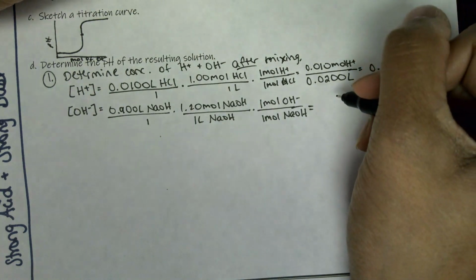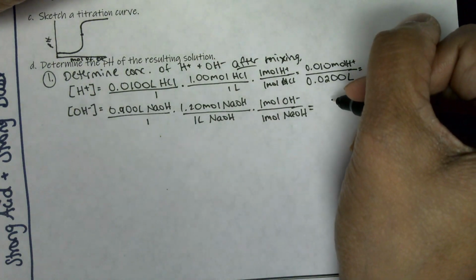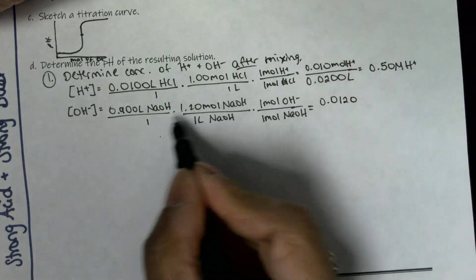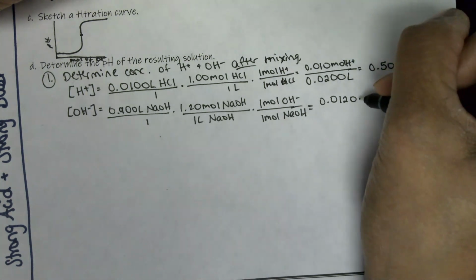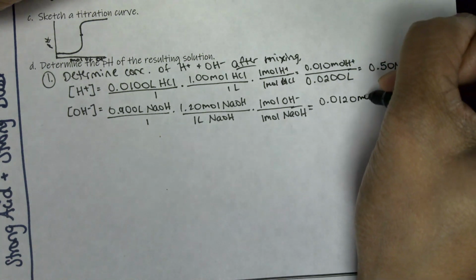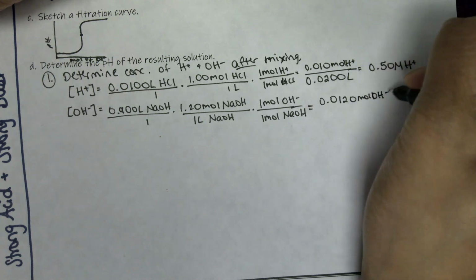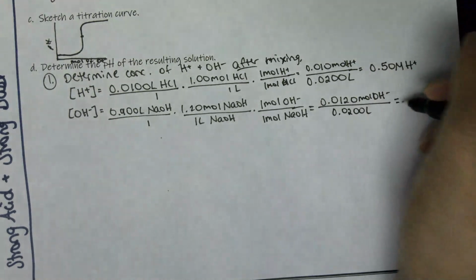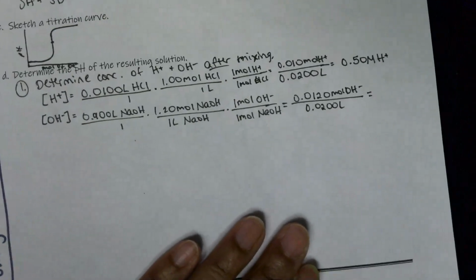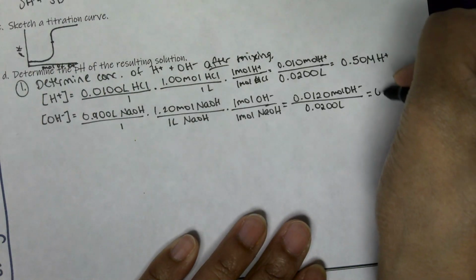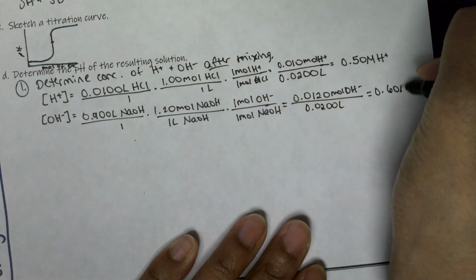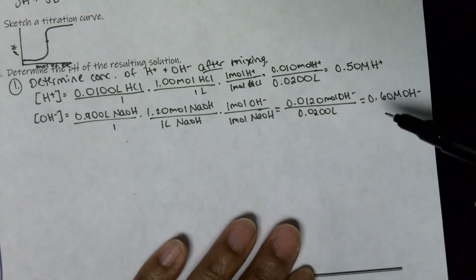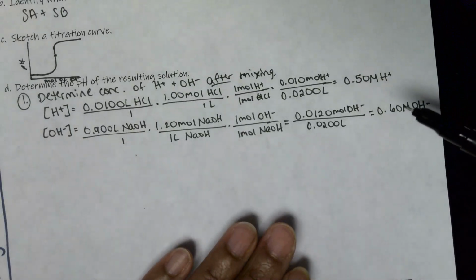And so calculating that out, it looks like it is 0.0120 moles. Looking at moving those over. Okay, cool. Moles of OH minus over 0.0200 liters of the resulting solution, because you've added those two solutions together. So that should give you 0.60 molar OH minus. Cool. So we figured out the concentration of H plus and OH minus after mixing.